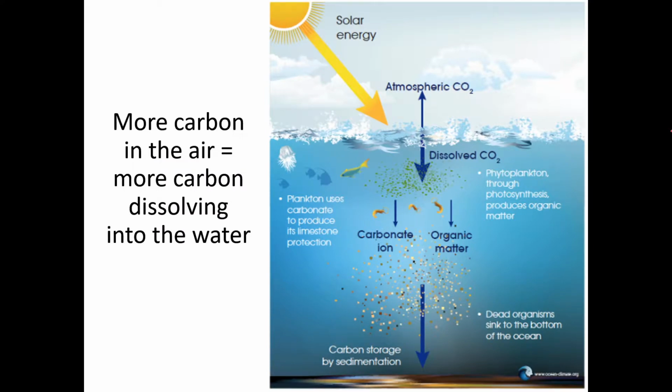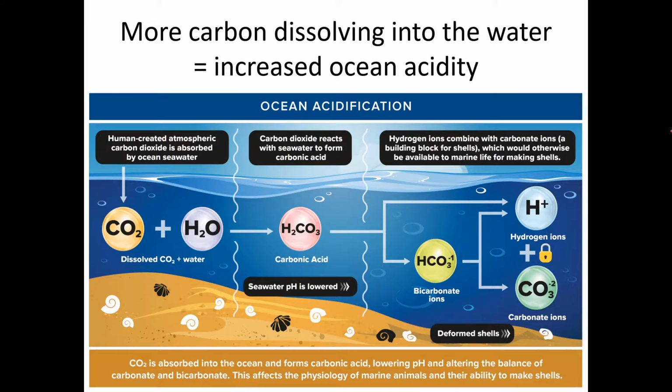If there's more carbon dioxide in the air now than there used to be, that means we also have more present in the water, because the higher concentration in the air, the more of that actually dissolves into the water. And why is that important? Why does it matter if carbon dioxide dissolves in the water and there's more of it there? Well, when carbon dioxide dissolves in the water, it forms a relatively weak acid.